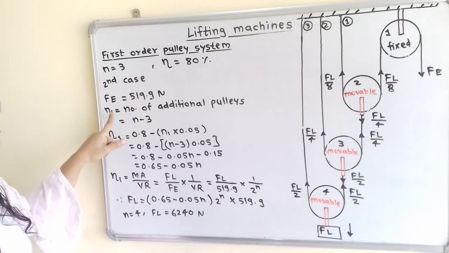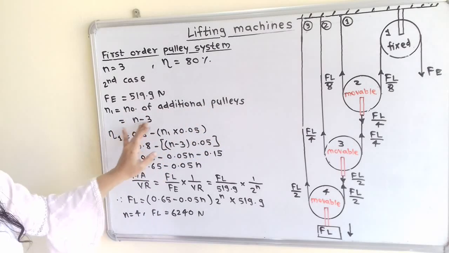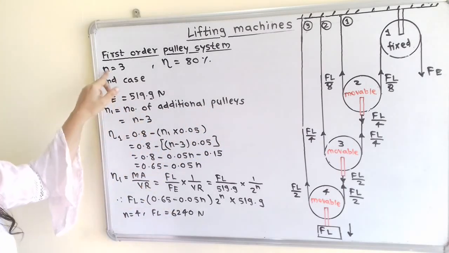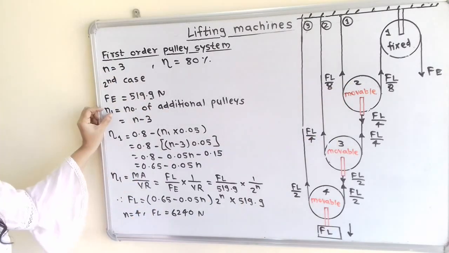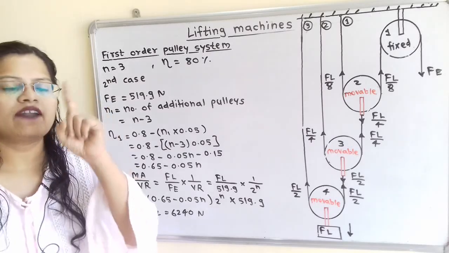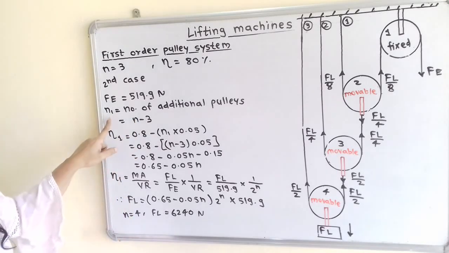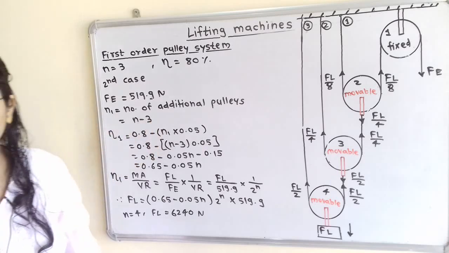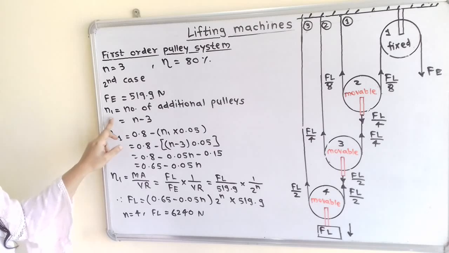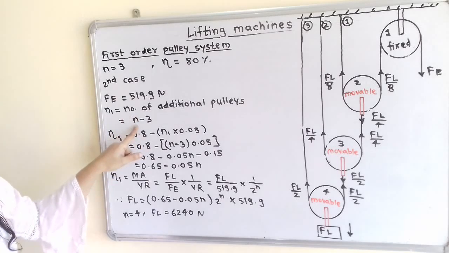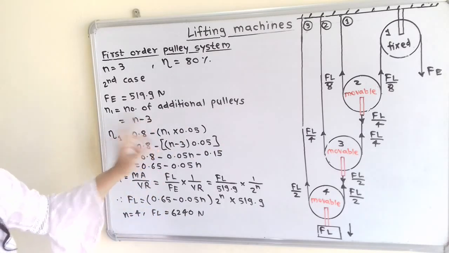pulleys. So we will consider N1 is the number of additional pulleys, which is equal to N minus 3, because in the previous case 3 pulleys already exist. So suppose N1 is equal to 1. Suppose we add 1 additional pulley, then what is the value of N? N is equal to 4, because 1 is equal to 4 minus 3. In case of 2 additional pulleys, the total number of movable pulleys in the system is equal to 5, because 2 is equal to 5 minus 3.